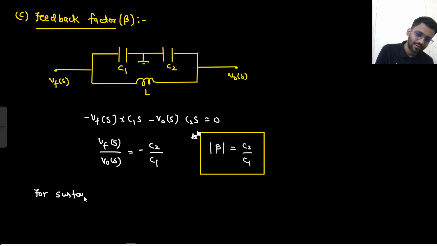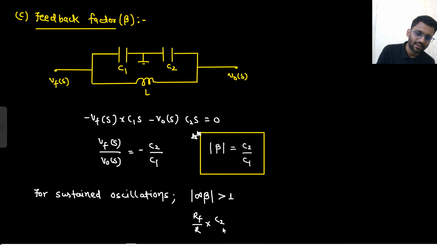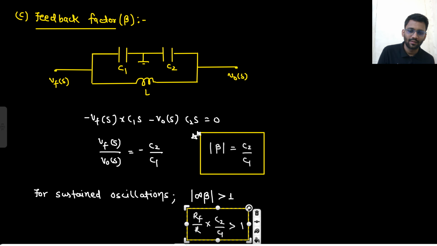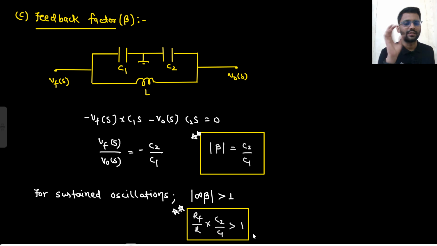And for sustained oscillations, what is the condition? The magnitude of A beta should be greater than 1. What was your A? That was R up by R. What was your beta? C2 by C1. So R up by R into C2 by C1 should be greater than 1.